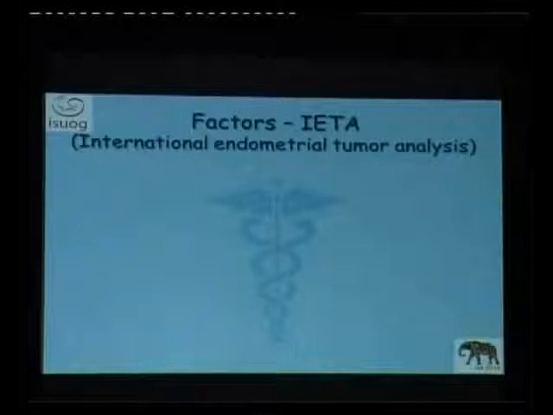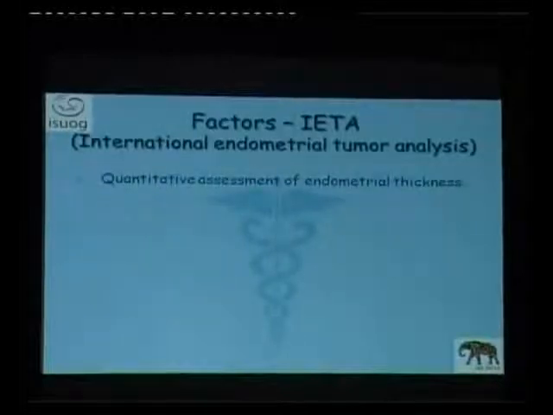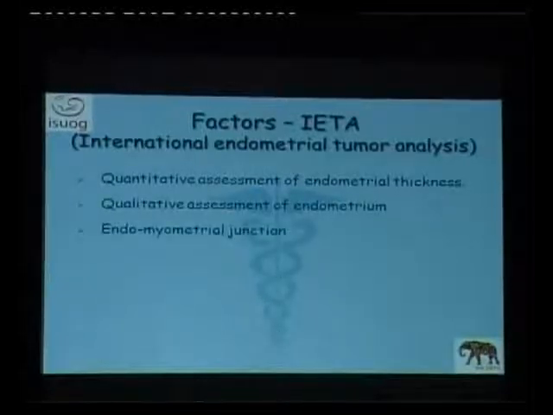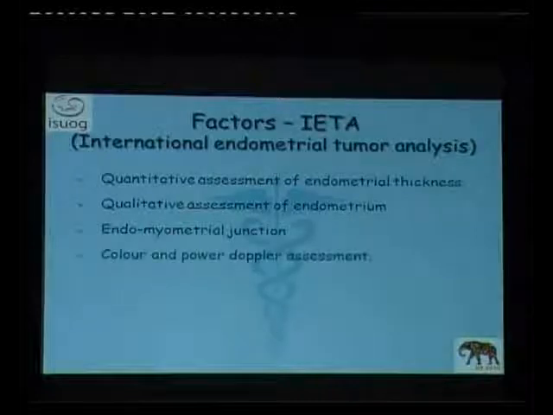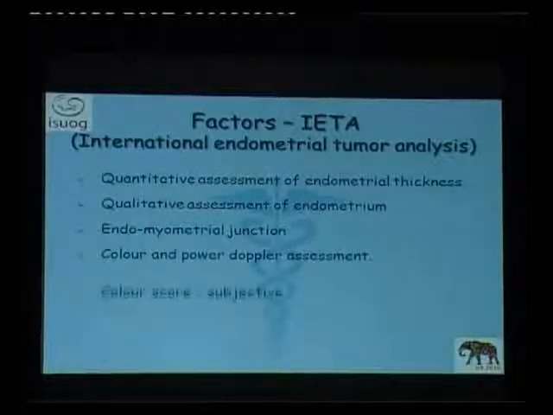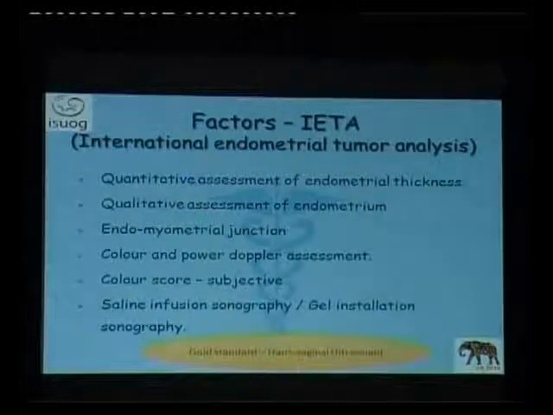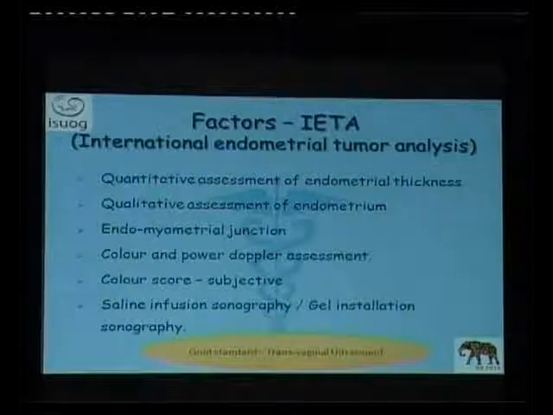So with this, I'll take you through the factors which we are going to evaluate whenever we have a postmenopausal lady or a lady with an endometrial thickness: the quantitative assessment of the endometrium, then the qualitative assessment of the endometrium, the endomyometrial junction, color and power Doppler of the endometrium, and the color score which is subjective, and do a saline infusion sonography or gel instillation sonography. The gold standard is the transvaginal examination, through which we need to evaluate all these factors.